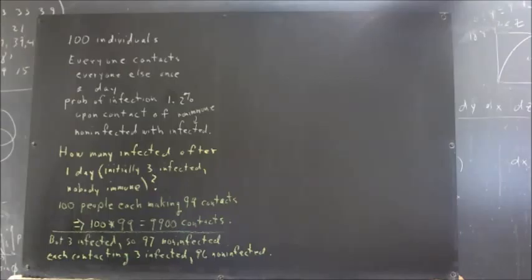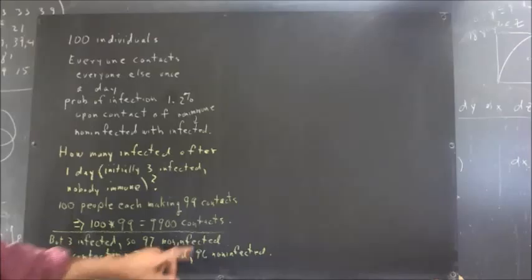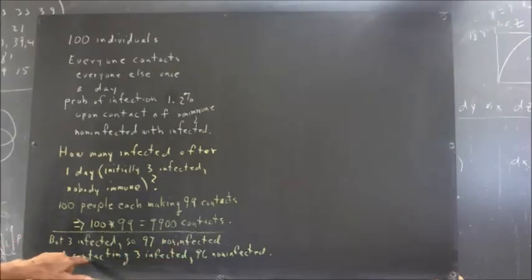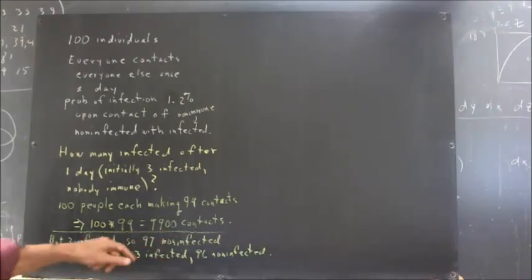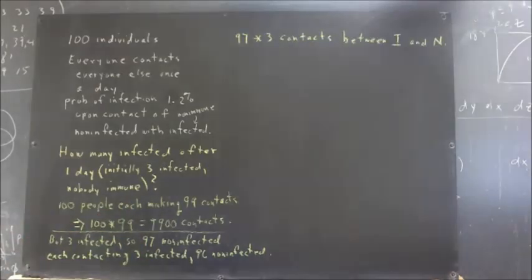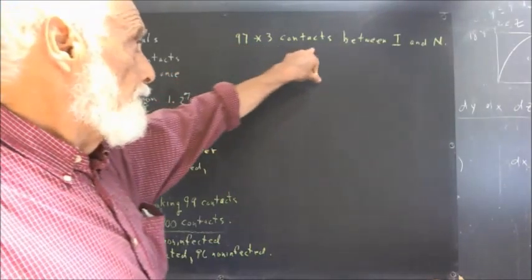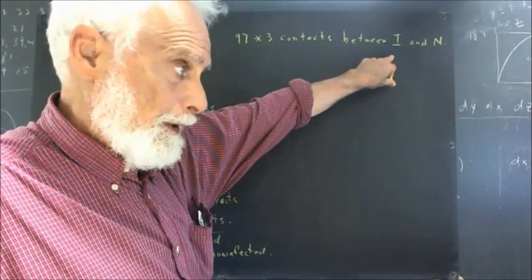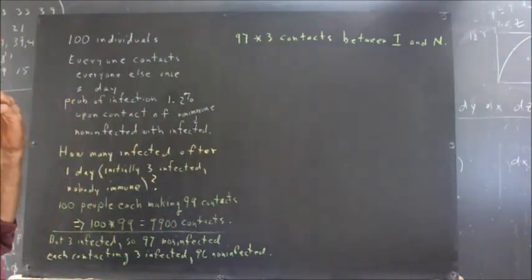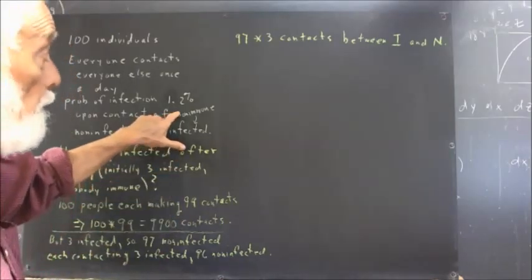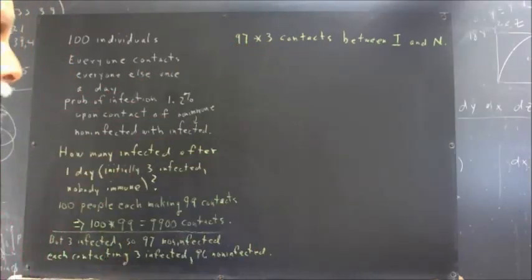Well, that means there are 97 people each coming in contact with 3 infected people. So the number of contacts between non-infected and infected people is 3 times 97. So I'll say there are 97 times 3 contacts between I standing for infected and N standing for non-infected. Now how many infections are we going to get out of that? Well, 1.2% of those contacts are going to result in infections.